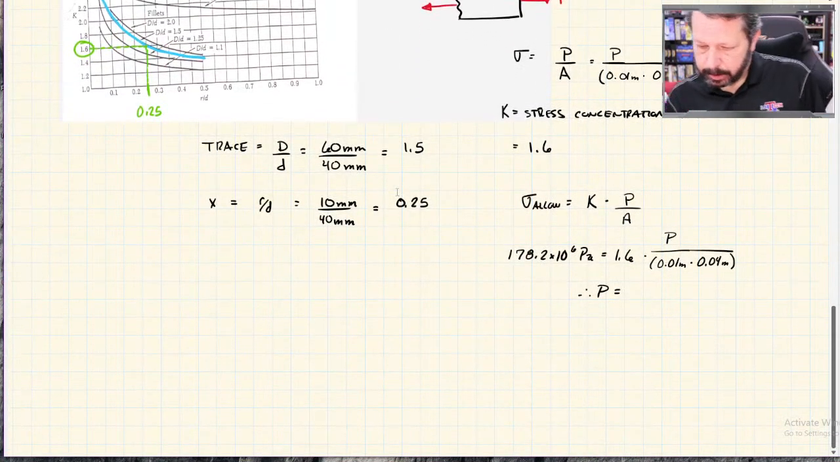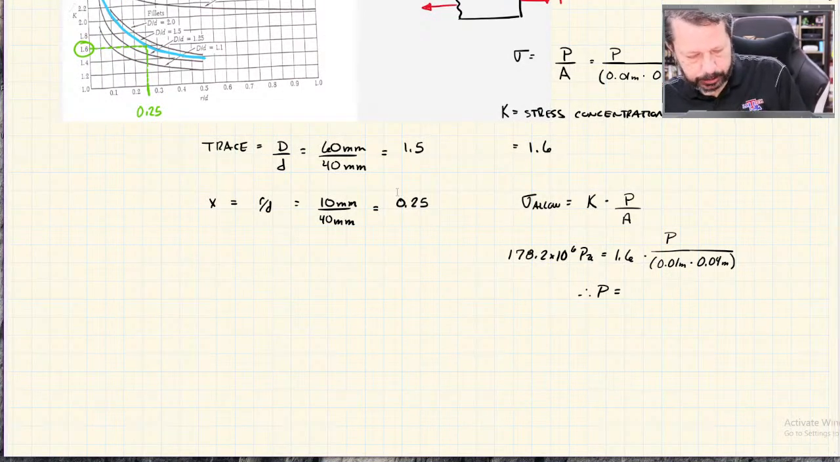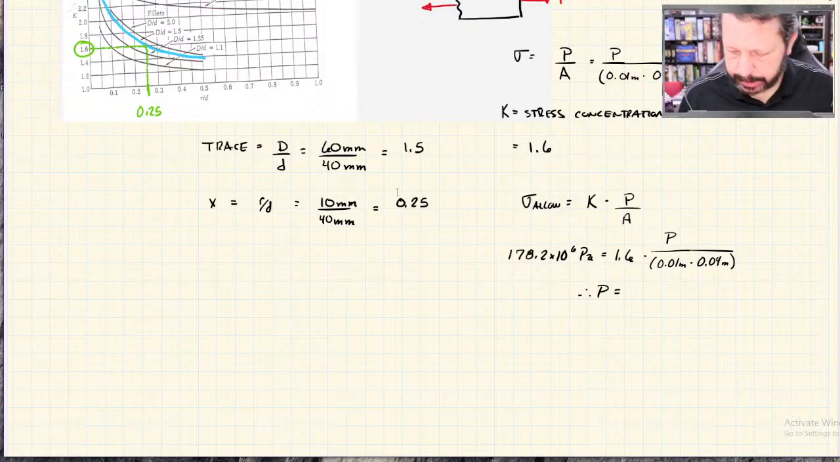So let's see. 178 million. Oh, 178.2, divided by 1.6, times 0.01 times 0.04, quantity. 44,000.